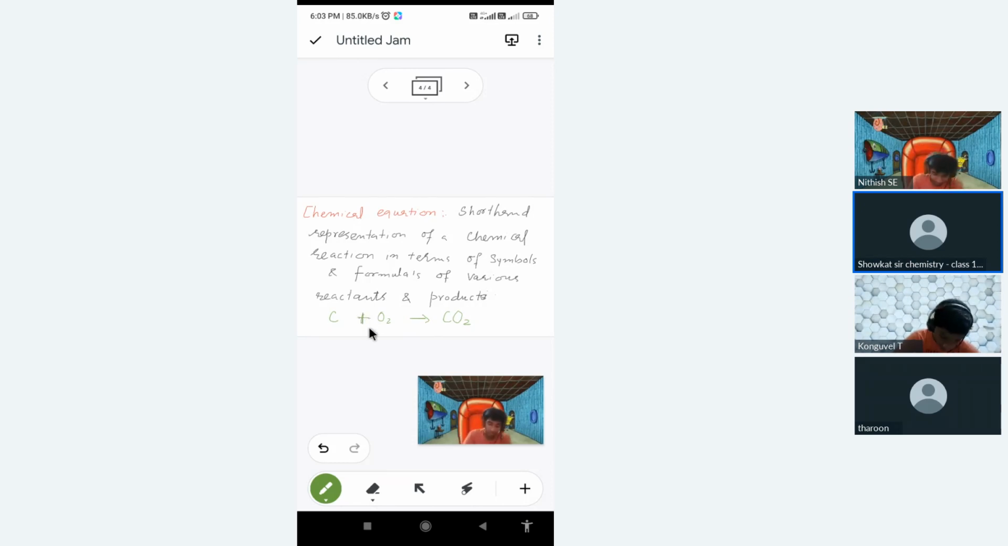Yes. Here carbon and oxygen are my reactants, and carbon dioxide is my product. So if we have more than one reactant, or more than one product, we separate them by a plus sign. Got it? Okay, so let's move to the next slide.